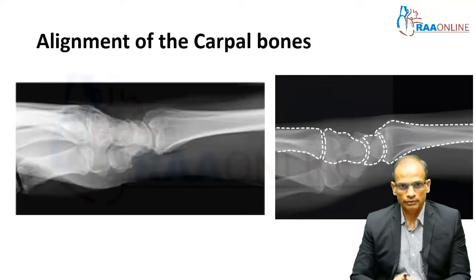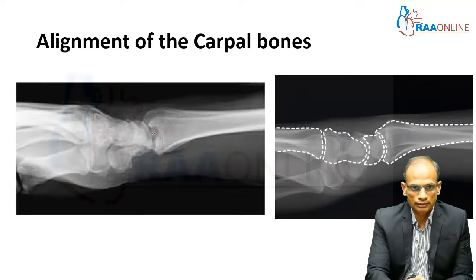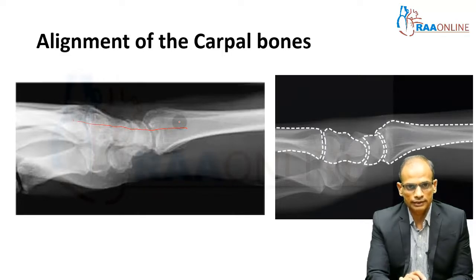We look at the alignment of the carpal bones. Now the picture on the left side is a wrist radiograph, the lateral view. If you look at it, you have the radius, you have the lunate, you have the capitate and the third metacarpal. If you draw a straight line along these, they all intersect in the middle. And that is the normal alignment of the carpus. You have the radius, the lunate, the capitate and the third metacarpal. They are all in the same line.